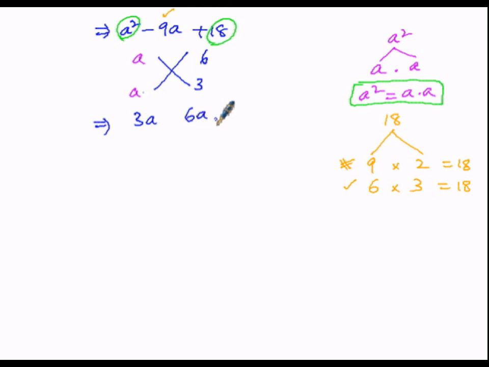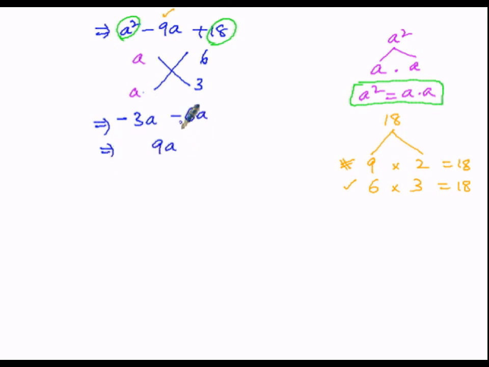Then we assess the signs of 6a and 3a. Here we must get the middle term as minus 9a. If I take a plus sign here, then a plus of minus will be minus, and we have to subtract, so 6 minus 3 is only 3, which is not equal to 9. So instead of the plus sign, we have to take the negative sign in order to get minus 9a. So minus of minus will be plus, and we add 6 plus 3, which is 9a.